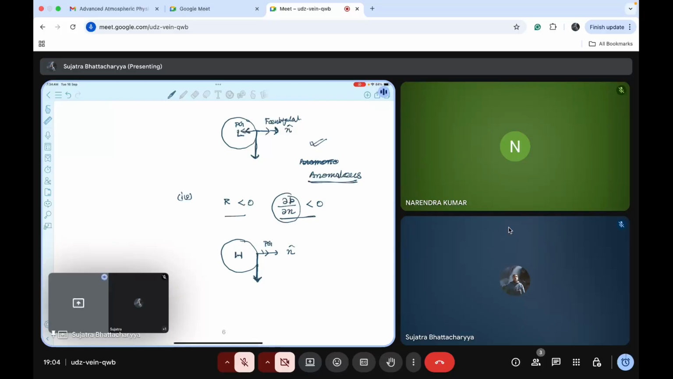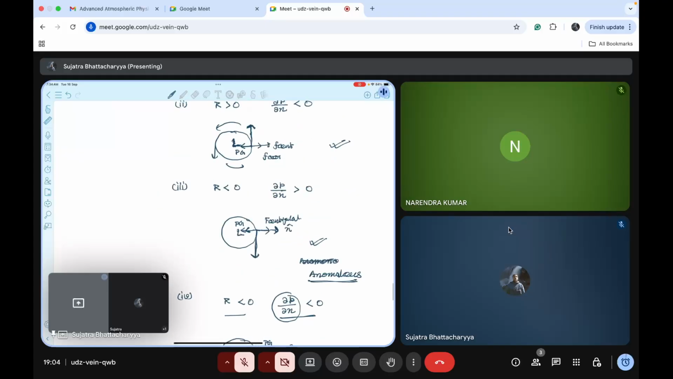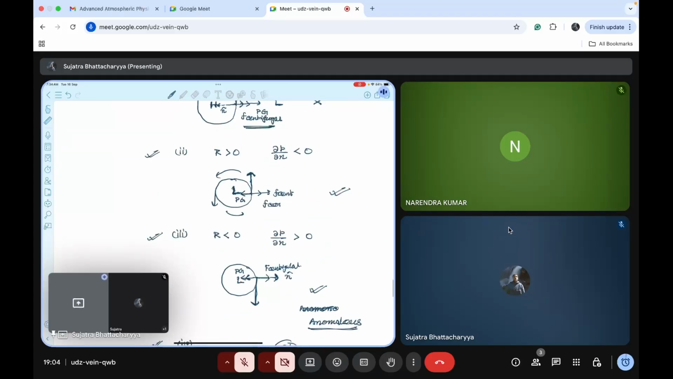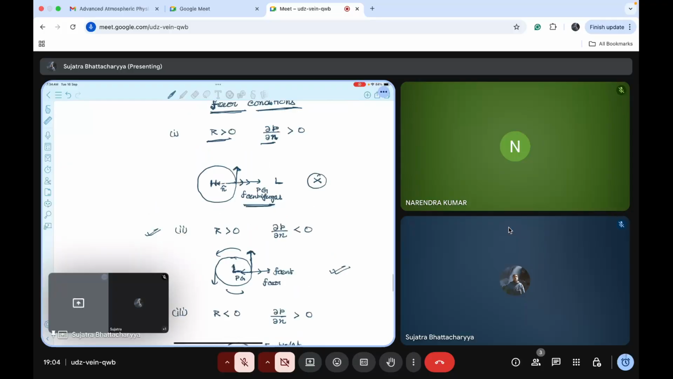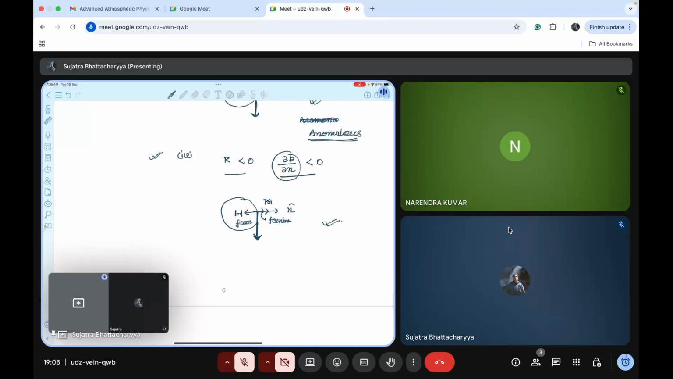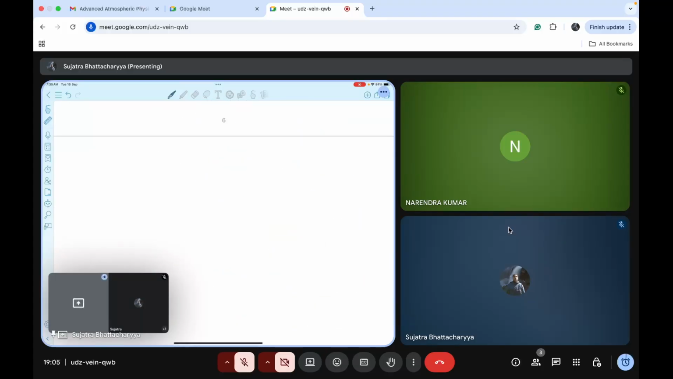Next, F centrifugal is also in this direction. And what about Coriolis? It is in this direction, right? So it is also balanced. But this condition is not valid, because all three, pressure gradient, Coriolis and centrifugal, are in the same direction. So where is the balance? It's not balancing. Therefore, this condition is invalid. Okay, so this is all about the gradient.